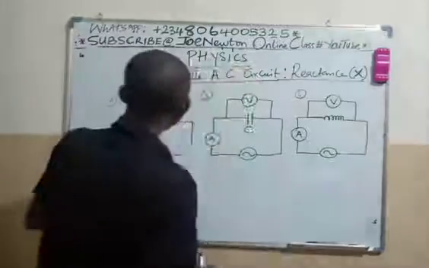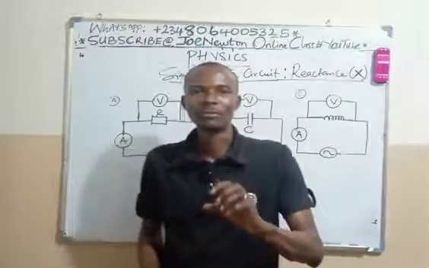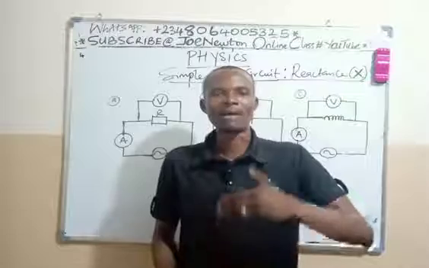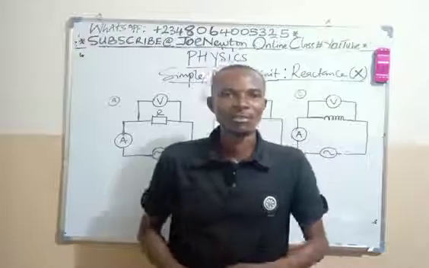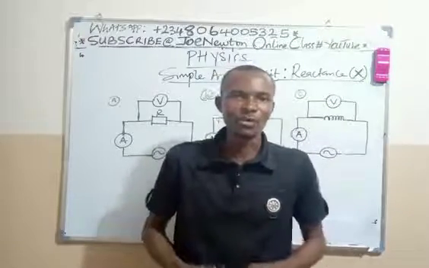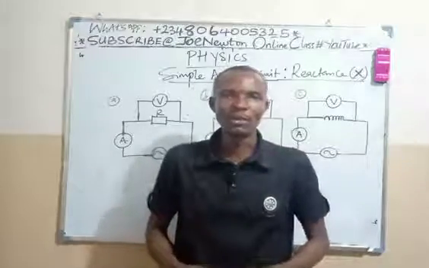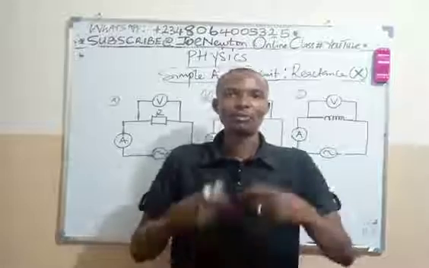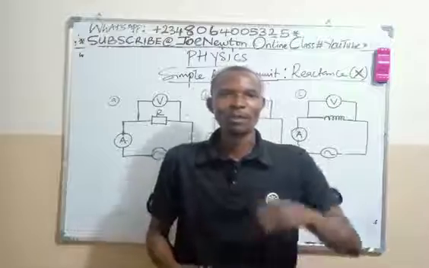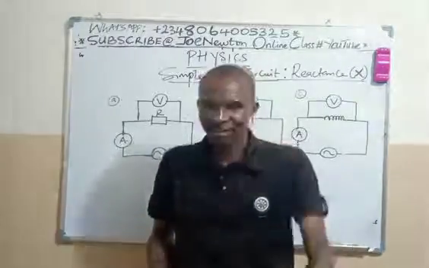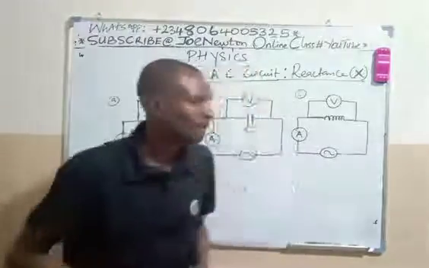Good. Now, we want to look at what happens in a simple AC circuit. What happens in an AC circuit when we have a capacitor that offers capacitance? When we have a resistor that offers resistance? When we have an inductor that offers inductance? Then from that we'll be able to deduce the reactance. Of course, we have the capacitive reactance and the inductive reactance, respectively.